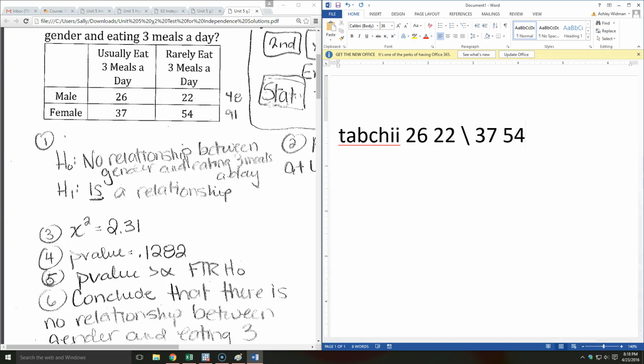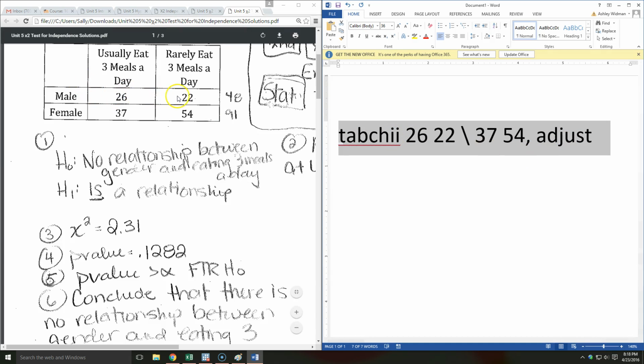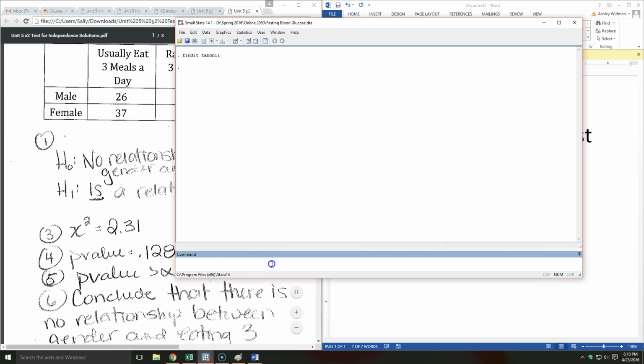I'll show you what that error looks like because you might not notice the slash is a different way, just because to you it's a slash. But to Stata, it's a programming thing and it's very picky. So 26, 22, 37, 54, comma, adjust. Perfect. So then you're going to enter this into Stata.